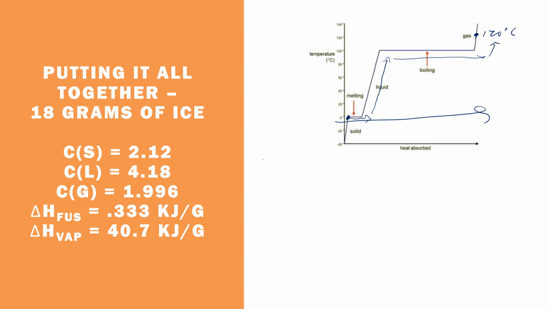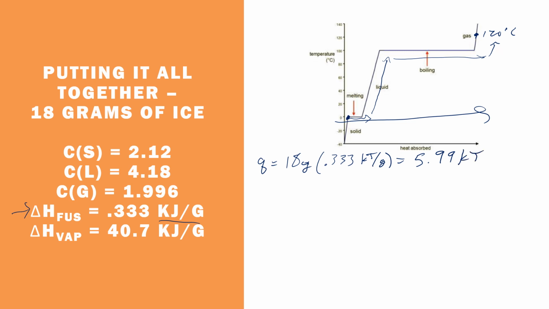The first one, I need to take the 18 grams of ice and multiply it by my heat of fusion because it needs to melt. In this one, they give it in kilojoules per gram, so I'm going to multiply that by the 0.333 kilojoules per gram. And it will give me the 5.99 kilojoules total.